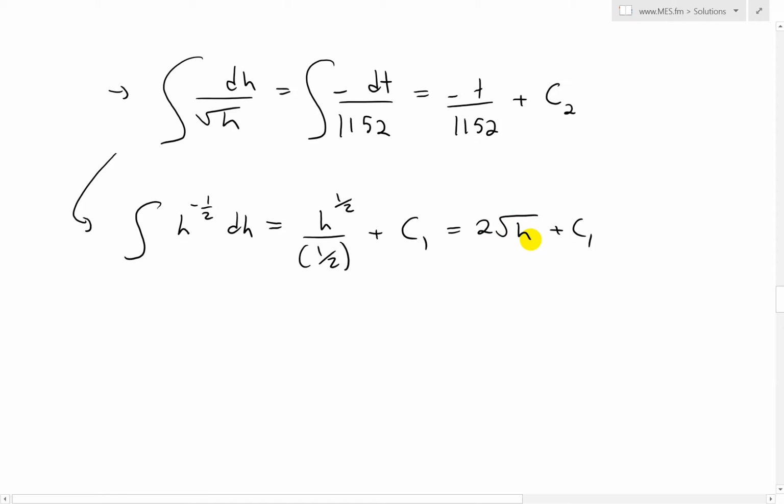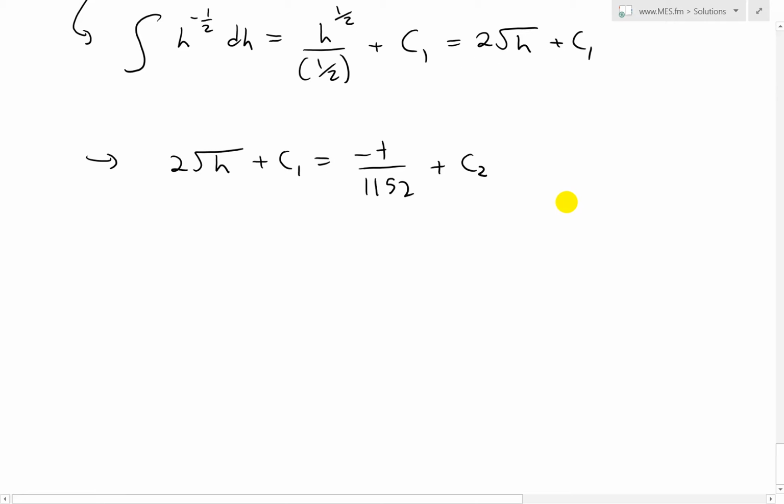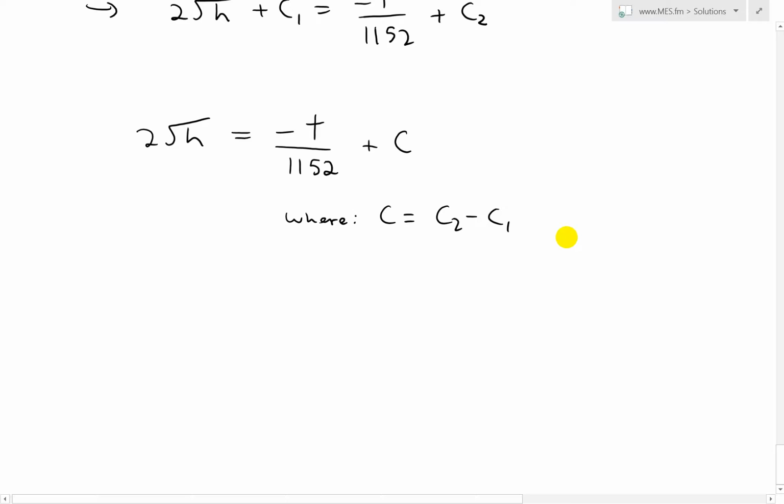So equating these two, we get the formula 2 square root of h plus c1 is equal to negative t over 1152 plus c2. Now what I'm going to do is combine these constants, so we get 2 times square root of h is equal to negative t over 1152 plus c, where c is just equal to c2 minus c1. Those are just constants subtracting each other. That's still going to be a constant, so we'll just call that constant c.